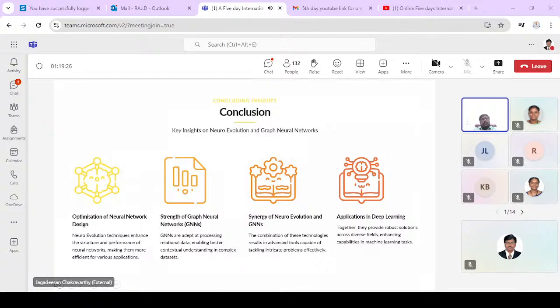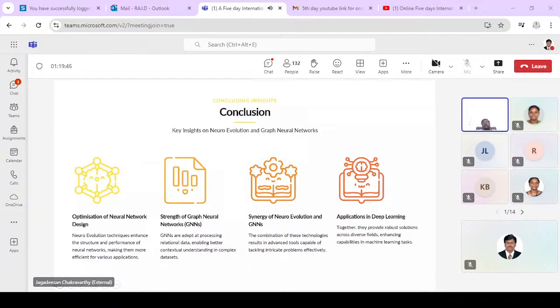In conclusion, we learned about what neuroevolution is and what is meant by GNN, how they can be combined, and when it can be called deep learning. That is done.